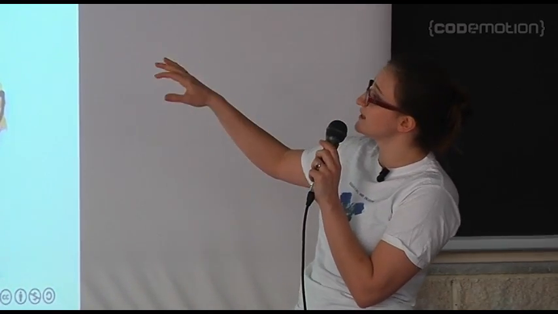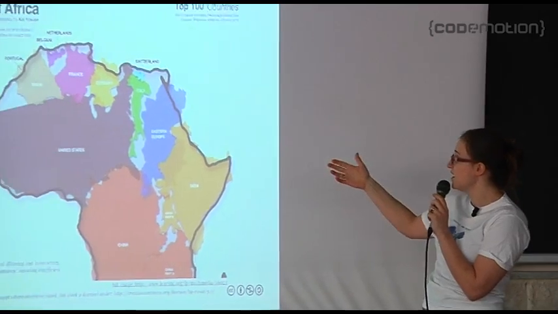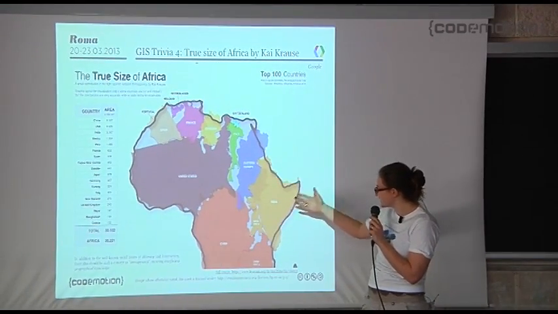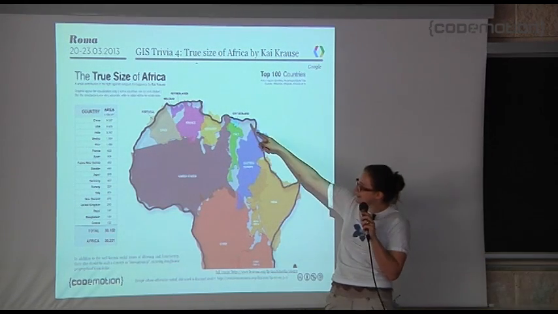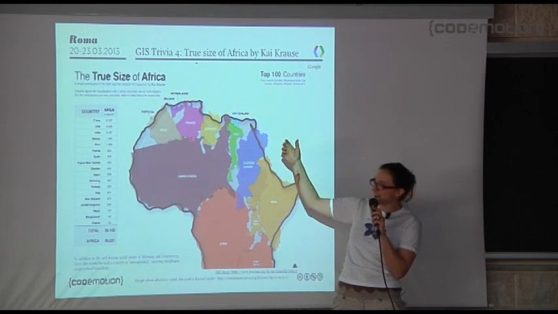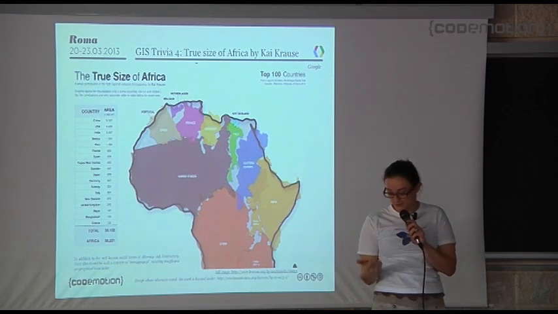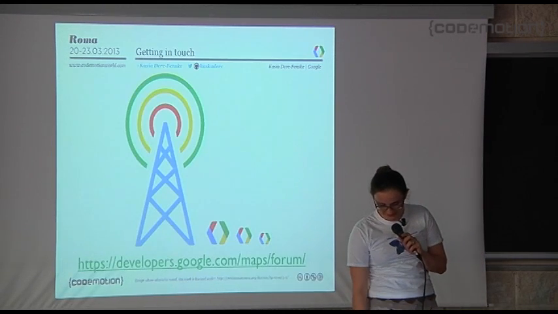And he created this True Size of Africa PDF and visualization where he shows that the United States and China and India can all fit into Africa. Africa is so huge. And you can see that he even managed to put Italy here. It's amazing to see how big Africa is thanks to the visualization. If you want to look for it, just search Kai Krause, True Size of Africa, and it'll be the first result.